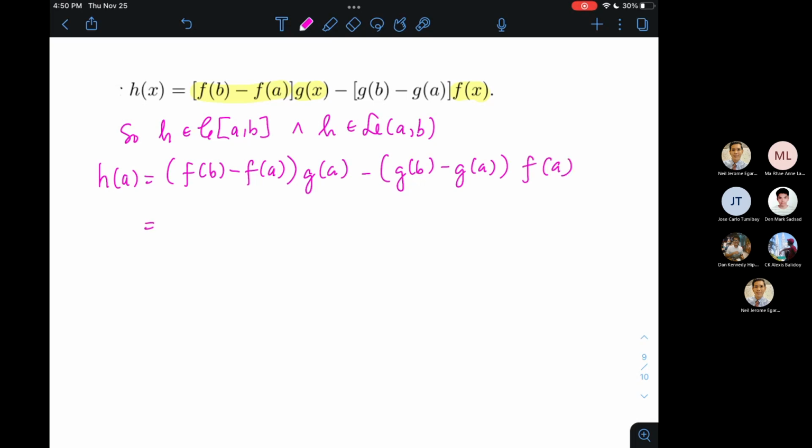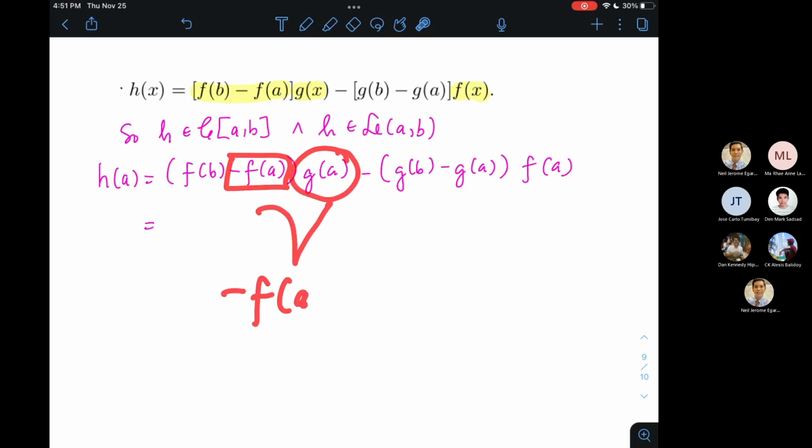And then this guy will be what? Let's see. So we have a G. Okay, so here I will have a negative F of A times G of A. So that will give us negative F of A, G of A. All right. But here I'll get this and this.